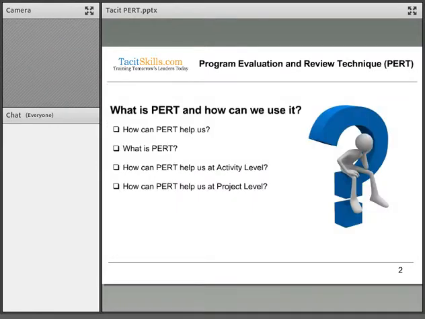First of all, we're going to look at what PERT is and how we can use it. So how it can help us is the first thing we'll look at. Then we're going to take a look at exactly what we mean when we talk about PERT. Then also the two places that PERT can help us. First, how we apply PERT in our estimations at activity level, and then how we apply PERT in our estimations at project level. In other words, if we look at our critical path, what would be the impact over there?